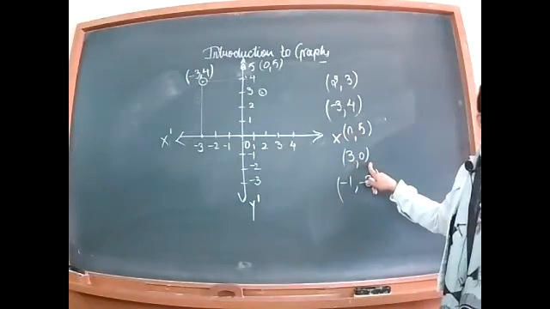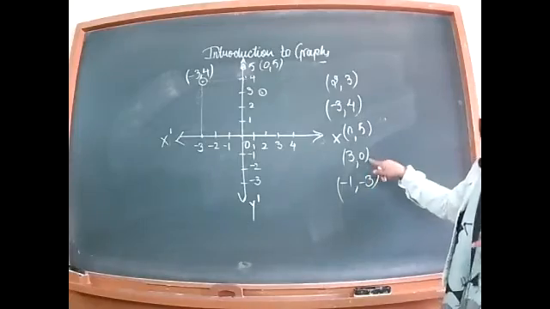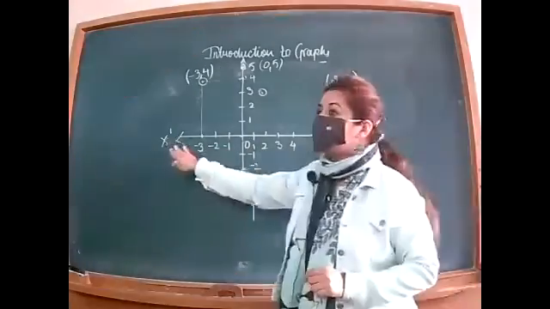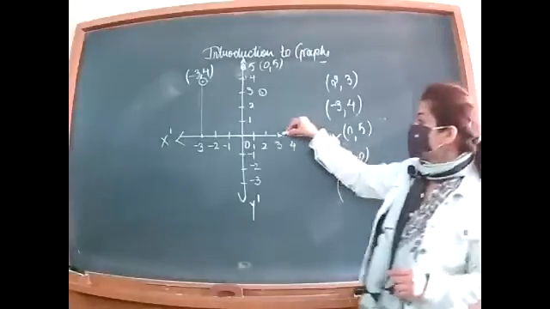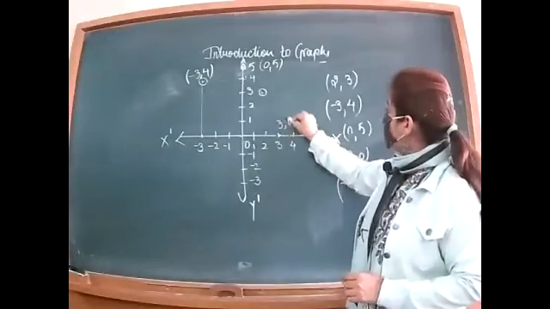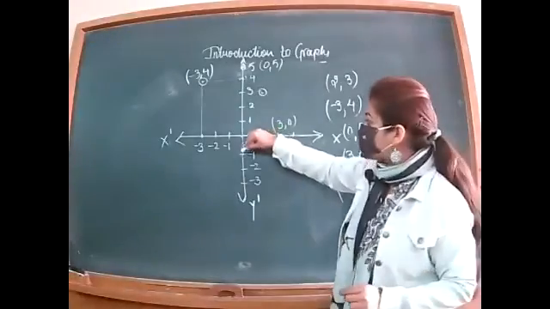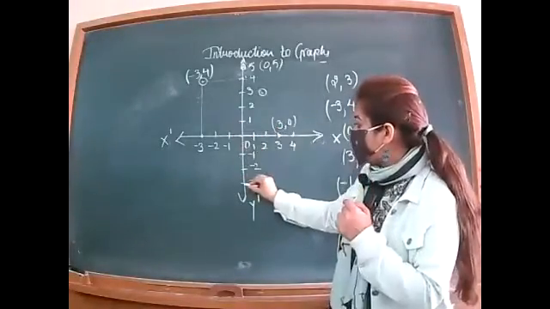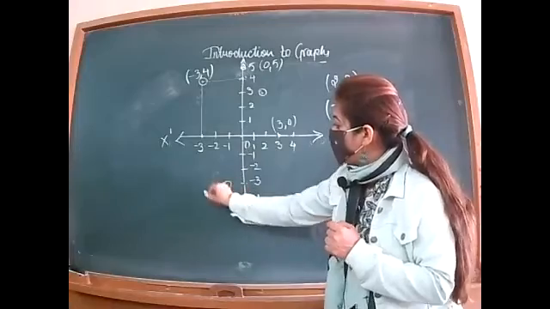Next is (3, 0): x is 3, y is 0. As the y coordinate is 0, it will lie on the x axis. Here 3 is positive, so this is your positive 3, the point (3, 0). Next is (-1, -3): x is -1, y is -3. So it will lie here, at (-1, -3).